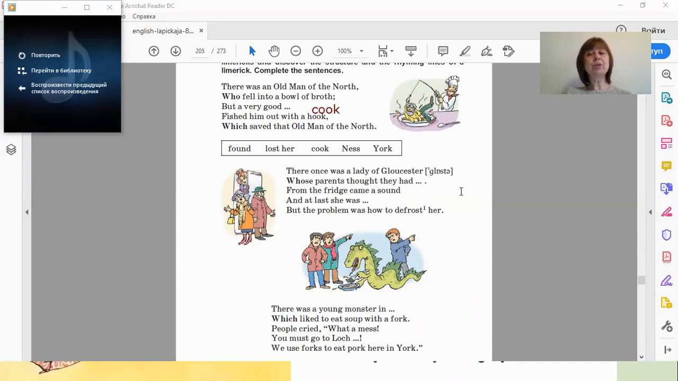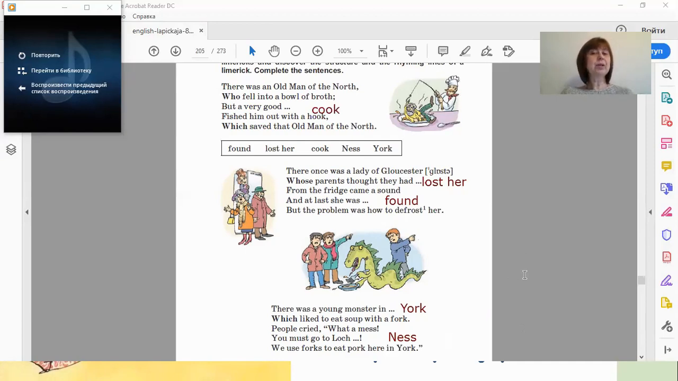There once was a lady of Gloucester whose parents thought they had lost her. From the fridge came a sound, and at last she was found. But the problem was how to defrost her. There was a young monster in York, which liked to eat soup with a fork. People cried, "What a mess! You must go to Loch Ness." We use forks to eat pork here in York.